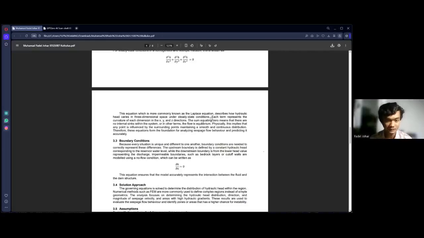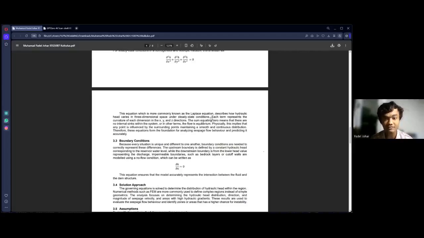Boundary conditions. Because every single situation is unique and different to one another, we can't just use the same model for every single one. Thus, we need boundary conditions. As explained here, boundary conditions are needed to correctly represent these differences.